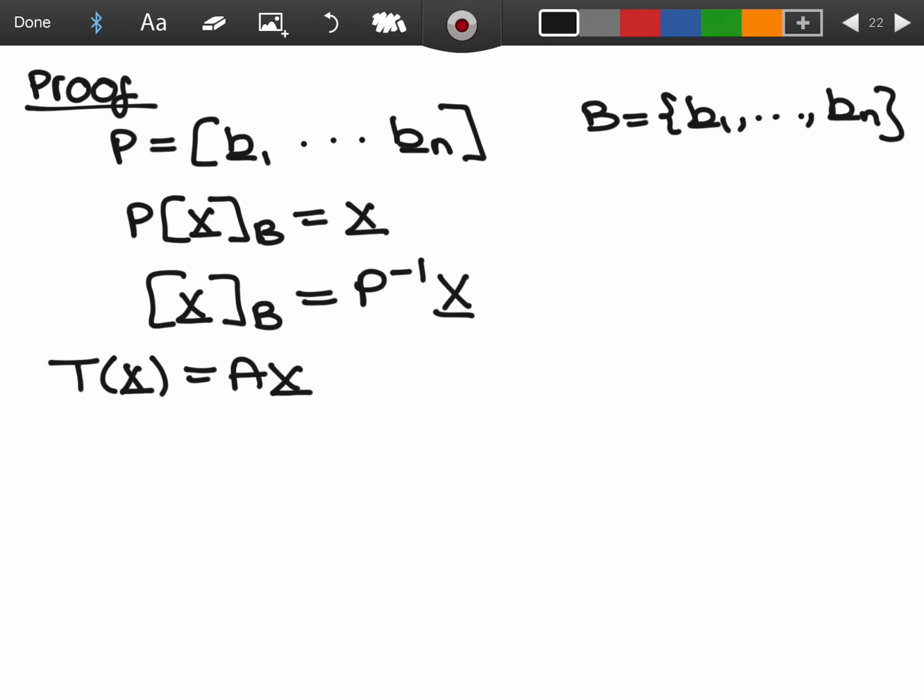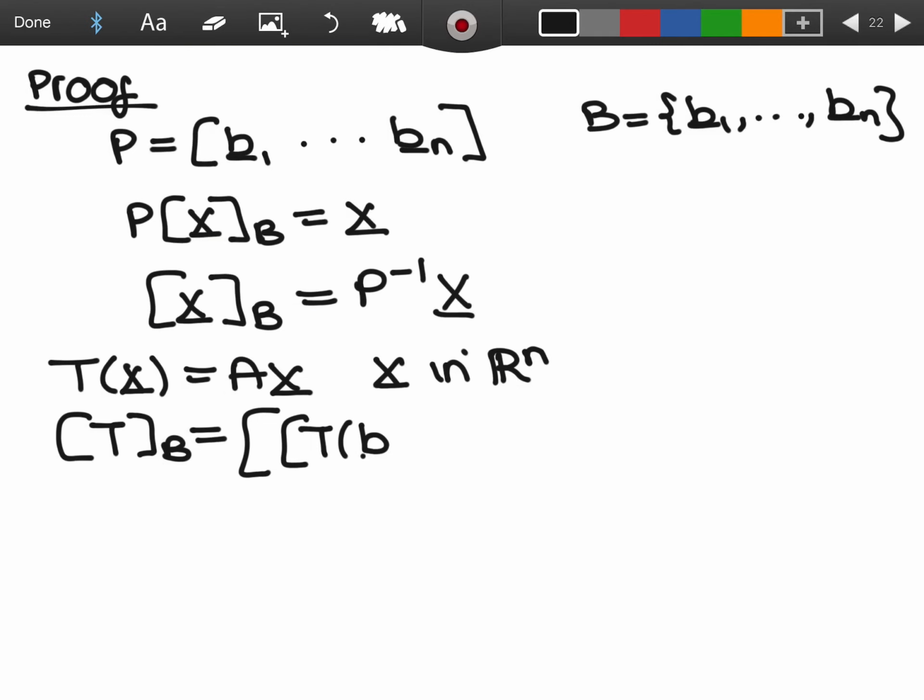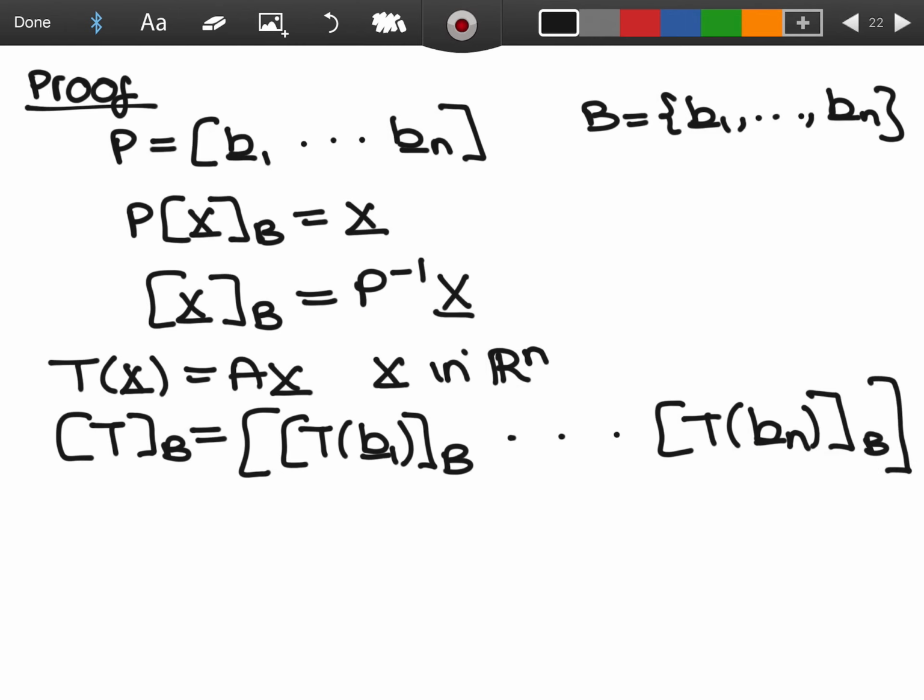Okay, I'm going to use this fact in a second. We know that T of x is just A times x, where x is in Rn and T of x is also in Rn. We're staying within Rn. I want to look at the B matrix for T. As we've always said before, for the B matrix for T, I take the image of each of those vectors in B, and then I find its B coordinate vector. I do that for every single one of those eigenvectors in that eigenvector basis for Rn.